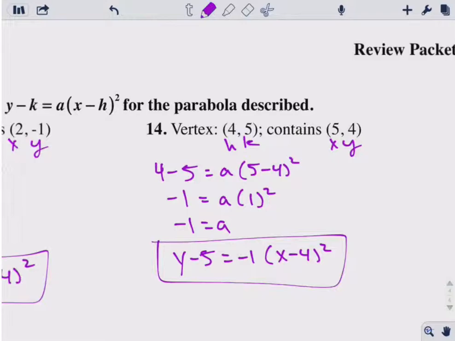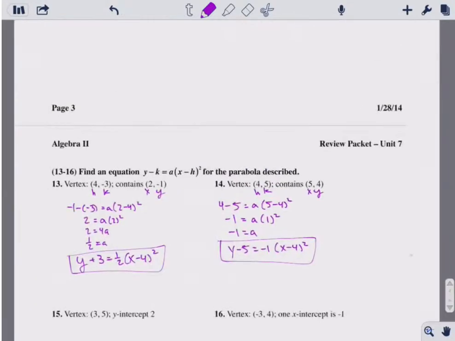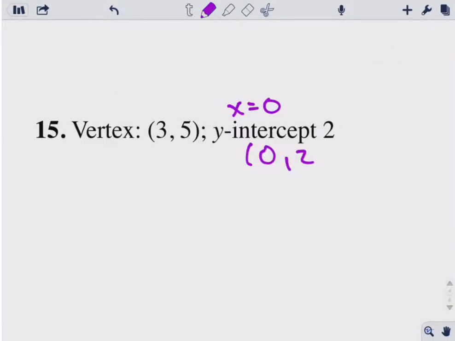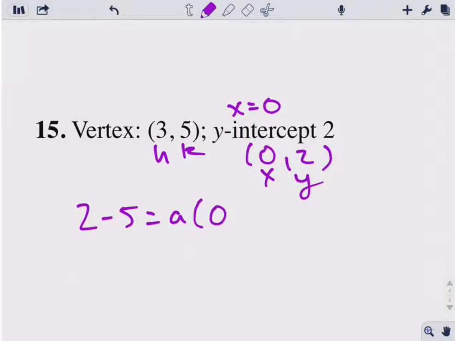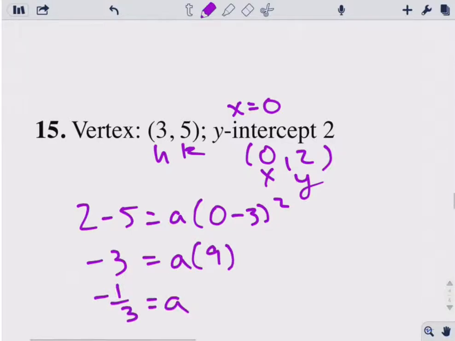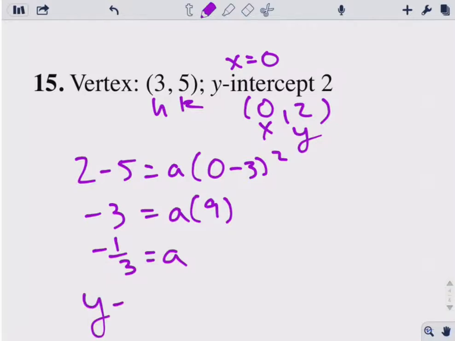Okay, a little bit different information. Y-intercept means that x is equal to 0, so our point is (0, 2). Alright, so that's h, k, that's x, y. So I get 2 minus 5 is equal to a times 0 minus 3 squared. -3 is equal to a times 9. -1/3 is equal to a. Write your equation. y minus 5 is equal to -1/3 times x minus 3 squared.